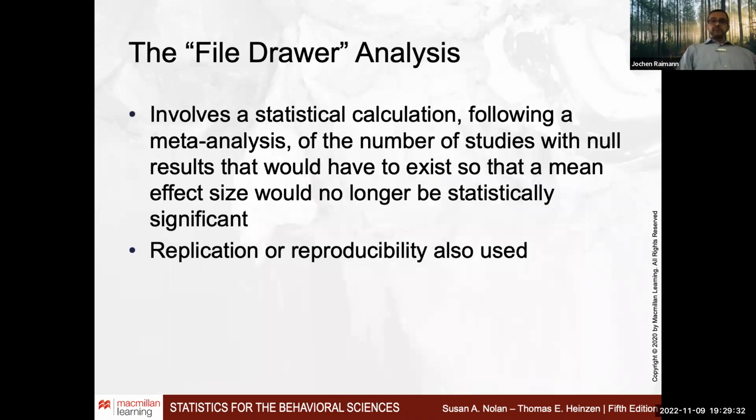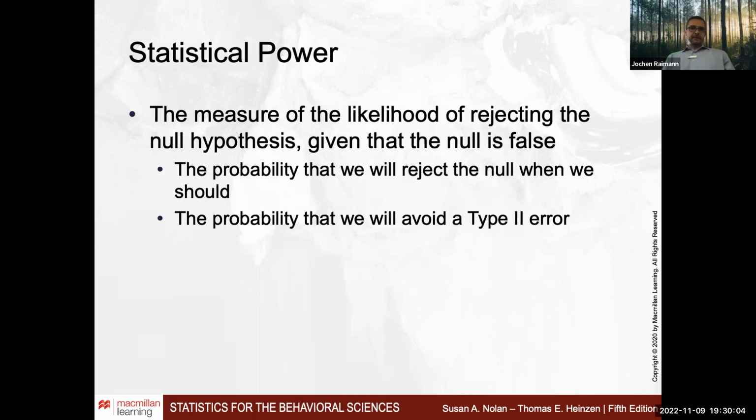The file drawer analysis means to kind of give you an idea of how solid and how robust this estimate actually is, by quantifying how many hypothetical studies may have had to end up in a file drawer to essentially still create a statistically significant effect size estimate. So this is quite a common estimate provided with meta-analysis. And then lastly, we're talking about statistical power.